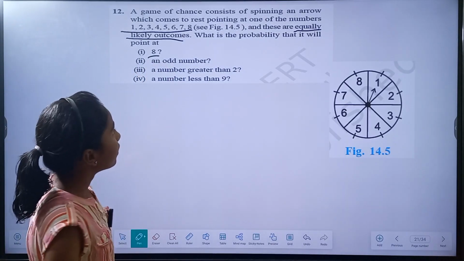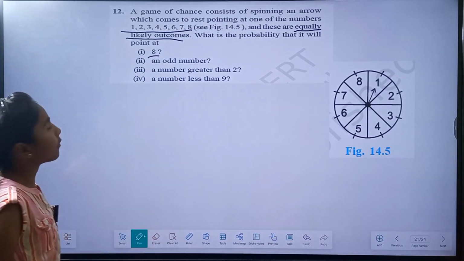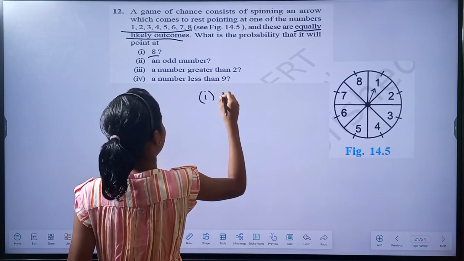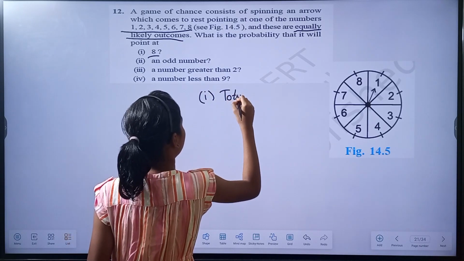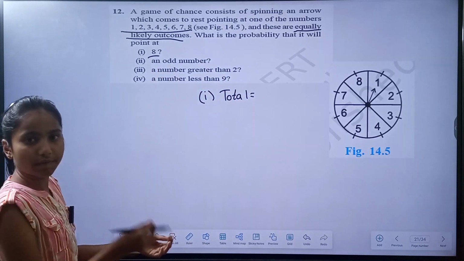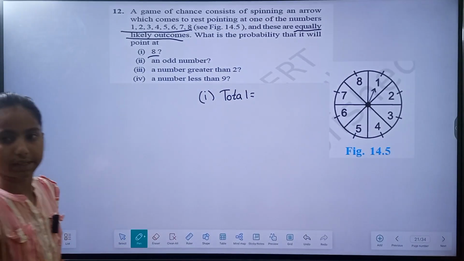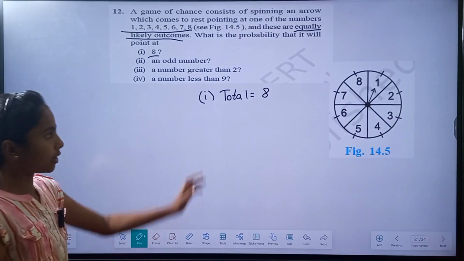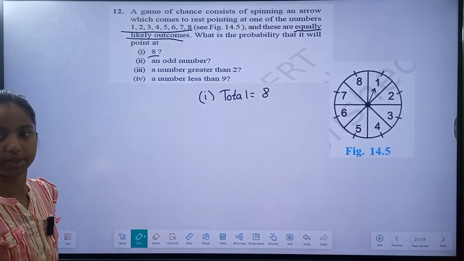Okay, so now we have numbers from 1 to 8. Let's check the total outcomes first. Total outcomes are 8 numbers, and choosing one number at random, 8 ways. So the arrow can be any of those 8 numbers.